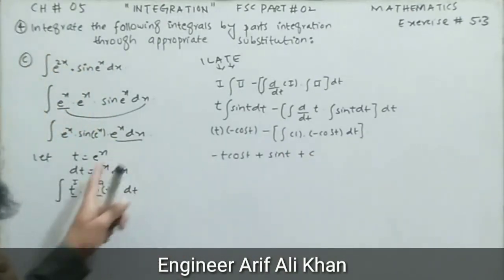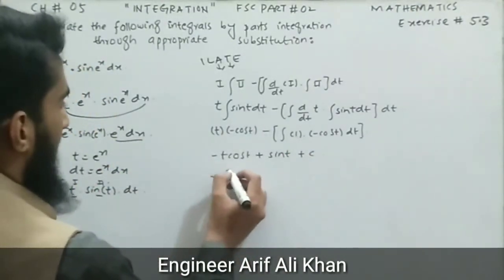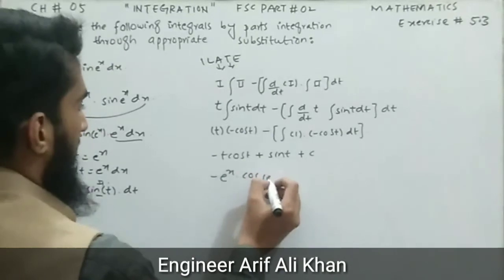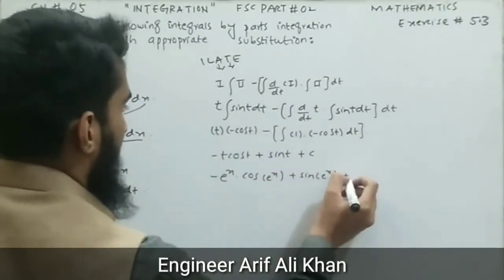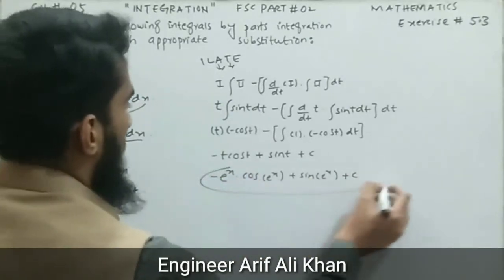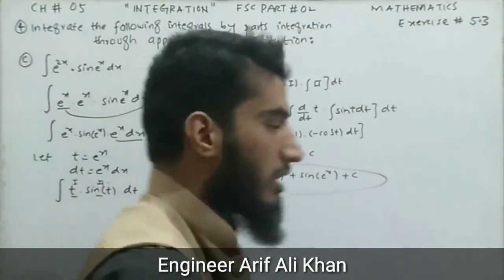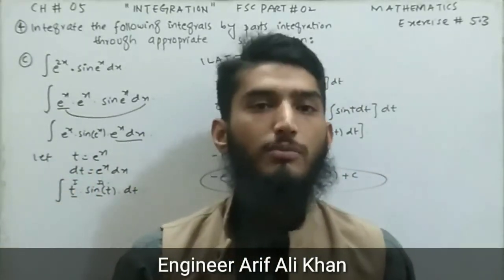Now replace t with e power x, so it becomes minus e power x into cos of e power x, plus sine of e power x, plus constant of integration. This is the required and desired answer. So with this question I finish my lecture.